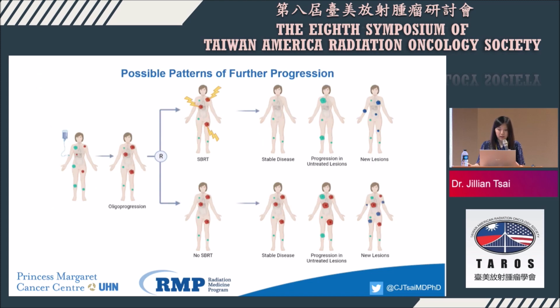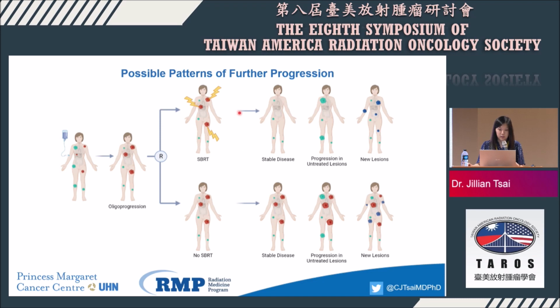So first, before I go on, I want to illustrate the possible patterns of further progression after the initial oligoprogression, because the concept can be a little confusing. So you see that this is a patient with a lot of different sites of disease. After chemo or systemic therapy, the red dots are the non-responding lesions. They are progressing. The green dots all responded. So that's the definition of oligoprogression that we used. Then this patient is randomized to SBRT versus no SBRT. So the SBRT was only targeting the progressive sites, not the green ones.